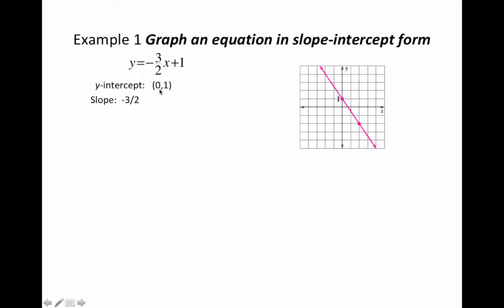The first thing you want to do when you go to graph this is you need a starting point. So you're going to start at the point 0, 1, and then from the starting point you can apply the slope. So negative 3/2, we can go from our starting point of 0, 1, down 3 and right 2. Or we could take the negative and apply it to the denominator and go up 3 and left 2. Either way, that's going to give us a point on the line.